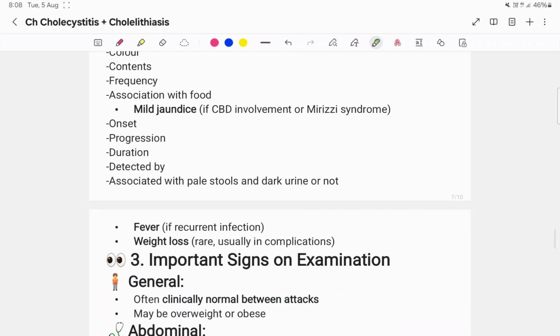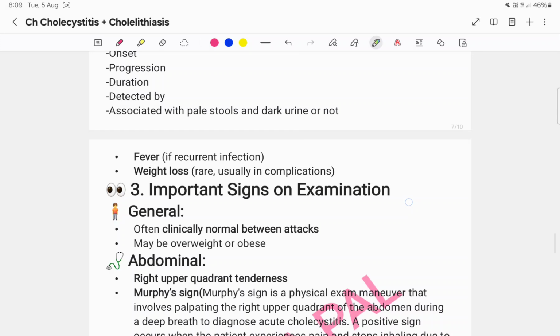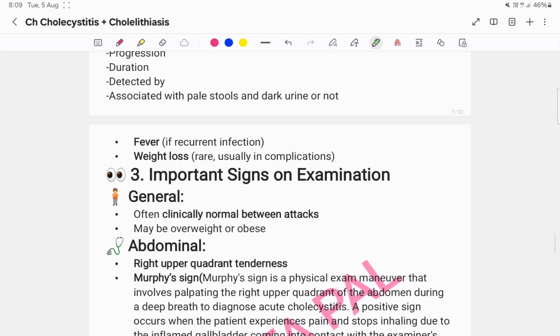Now jaundice. How to elaborate jaundice? First is onset. In most cases jaundice is insidious in onset, gradually progressing, and it intensifies over time. Next is progression. It naturally progresses slowly over time. And what is the duration, and whether the patient has detected it by himself or by a doctor, whether it is associated with pale stool and dark urine or not, whether fever and weight loss are associated or not.